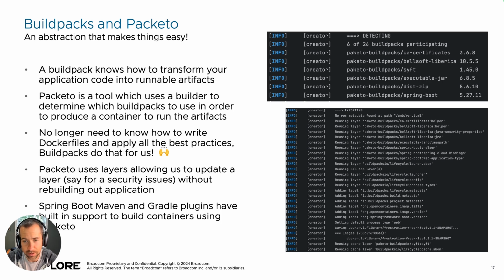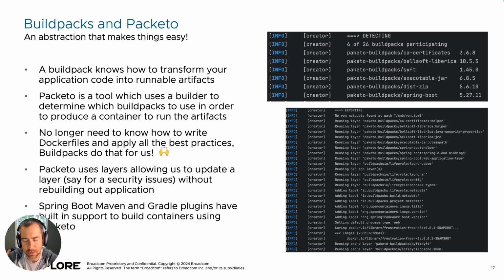We don't actually have to recreate a Dockerfile either. We just run Paketo and it takes care of doing this all for us. It also makes updating our applications very easy. So if there's a security vulnerability in one of the different layers that Paketo creates, then no problem. We're just going to replace that layer and reuse the other existing layers. And it'll actually speed things up quite a bit.